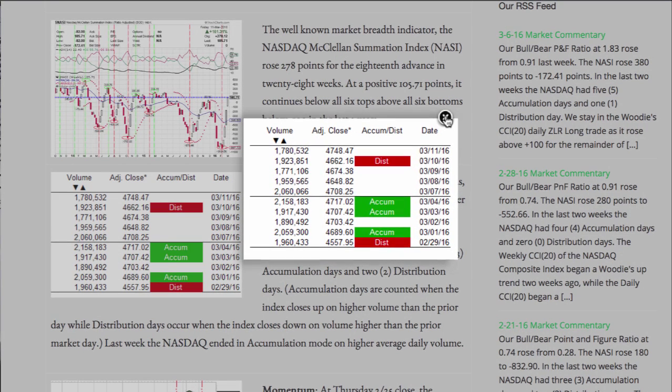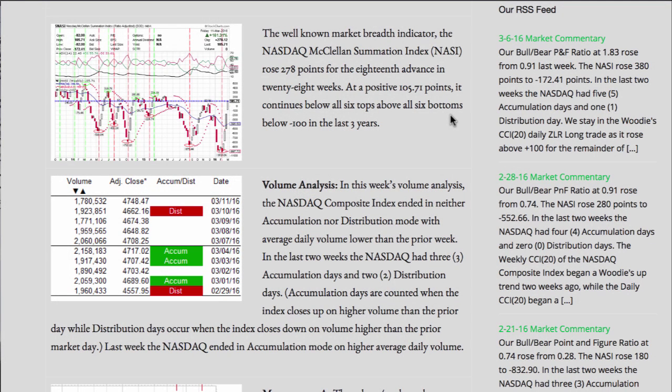Volume analysis. In this week's volume analysis, the Nasdaq Composite Index ended in neither accumulation nor distribution mode, with average daily volume lower than the prior week. In the last 2 weeks, the Nasdaq had 3 accumulation days and 2 distribution days. Accumulation days are counted when the index closes up on higher volume than the prior market day, while distribution days occur when the index closes down on volume higher than the prior market day. Last week, the Nasdaq ended in accumulation mode on higher average daily volume.